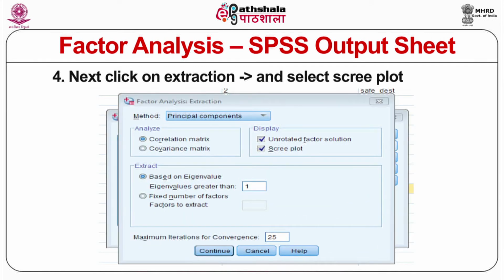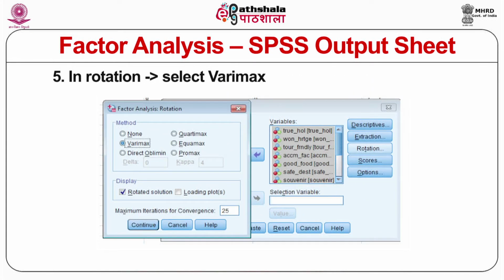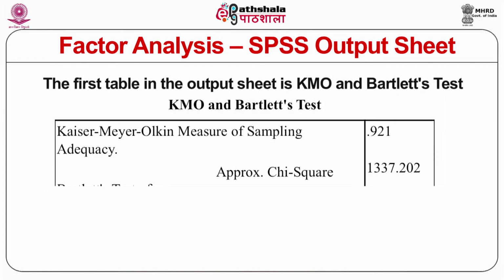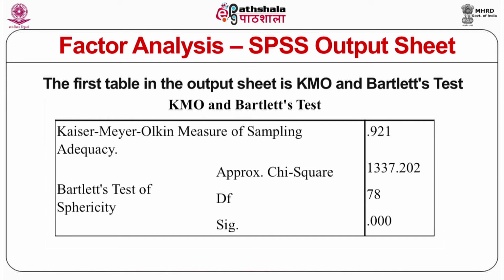Then next, click on extraction and then select the scree plot. The next step, in rotation, select the Varimax, press continue and OK. The first table in the output sheet that you can see is the KMO and Bartlett's test.